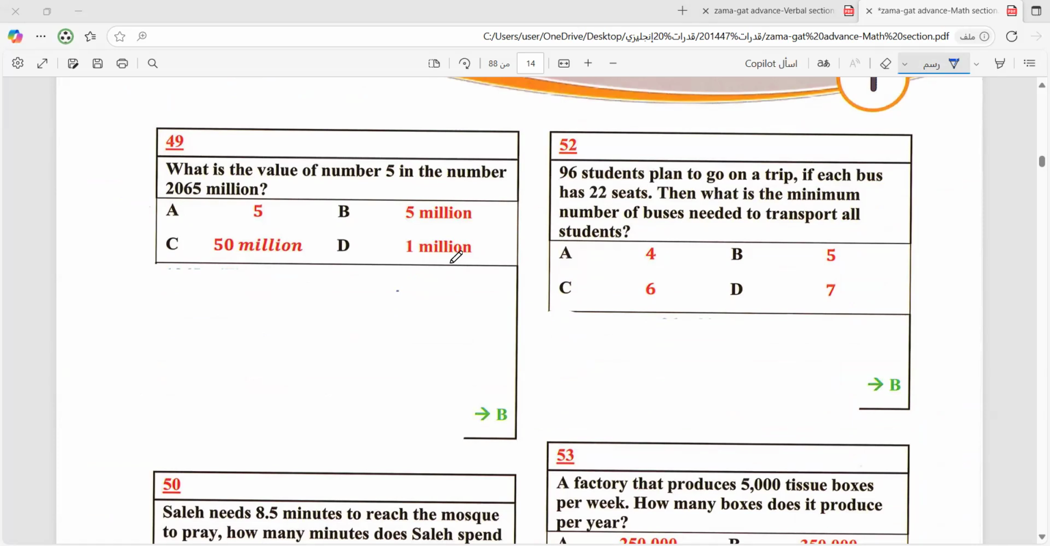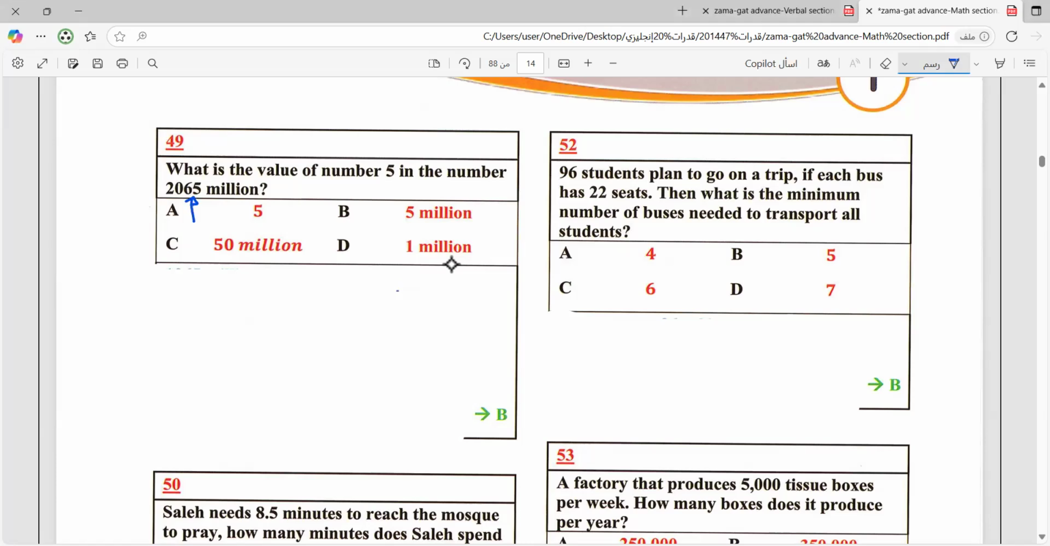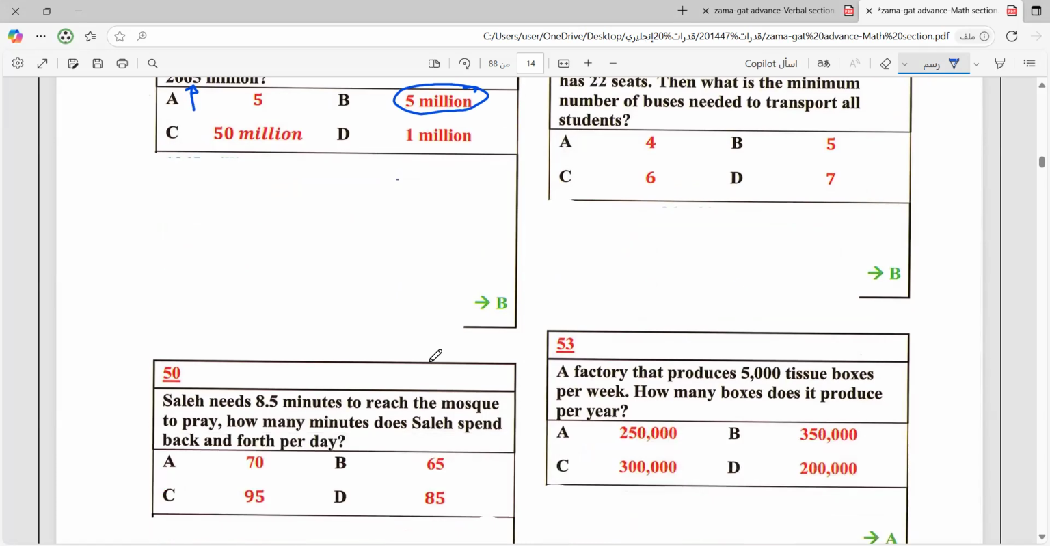Is it B? Yes, you said so. What is the value of number 5? Look, this 5. Here it says 2065 million, so 5 will be 5 million. Right, correct. Good.